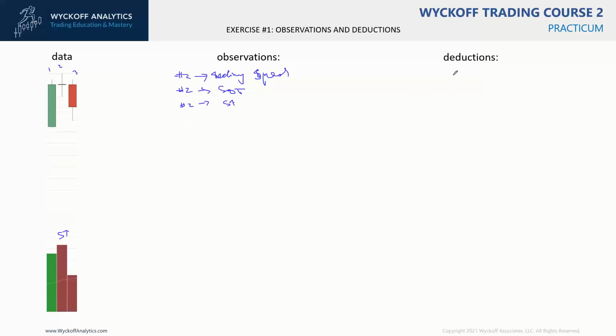Okay. What else? Effort versus result in candle number 2. So this is more on the deduction part, right, Sam? So effort of bar number 2 is increasing, whereas the result to the upside on bar number 2 is decreasing. And what would it lead to, by the way? Obviously some kind of more of the bearish look right here.